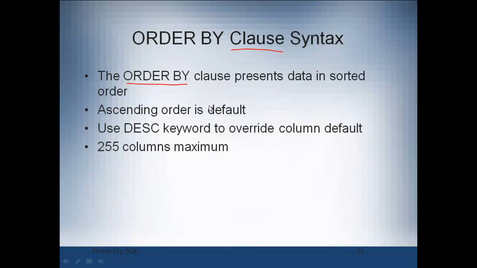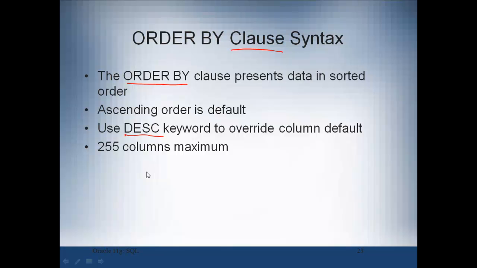So the order by clause, we say order by and then a field name or a column number. We'll talk column number in just a moment. Ascending order is default. If we want to put it in descending order, it would be Z to A or 9 to 1 going down. We use the DESC keyword to override the column default.